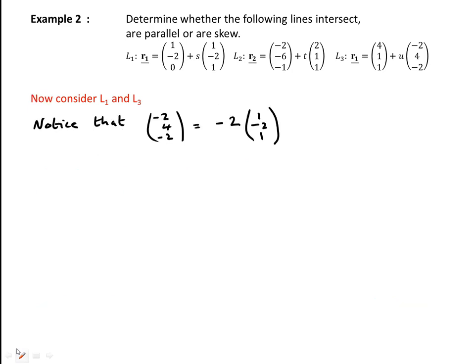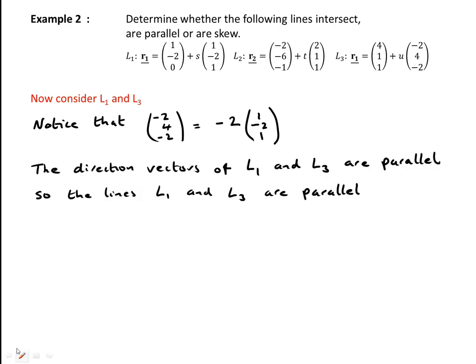Now if we move on to the lines L1 and L3, we can see that the direction vector for L3 is the vector (minus 2, 4, minus 2), which is minus 2 times the direction vector for line L1. So this tells us that the direction vectors of L1 and L3 are parallel, so the lines L1 and L3 are parallel.